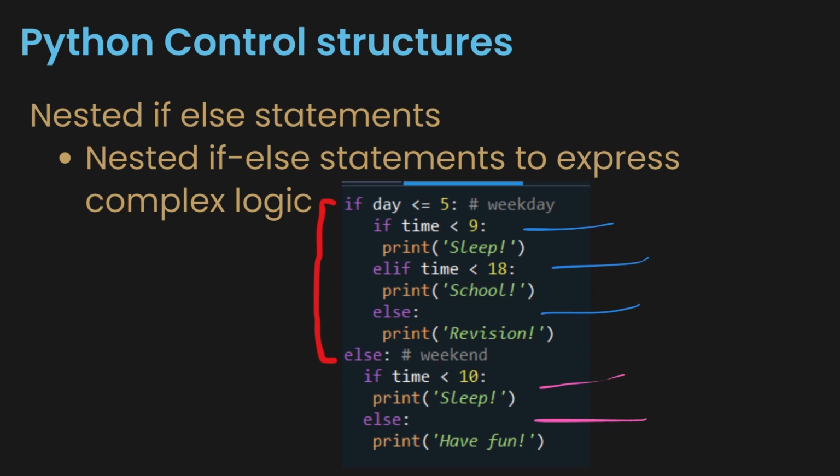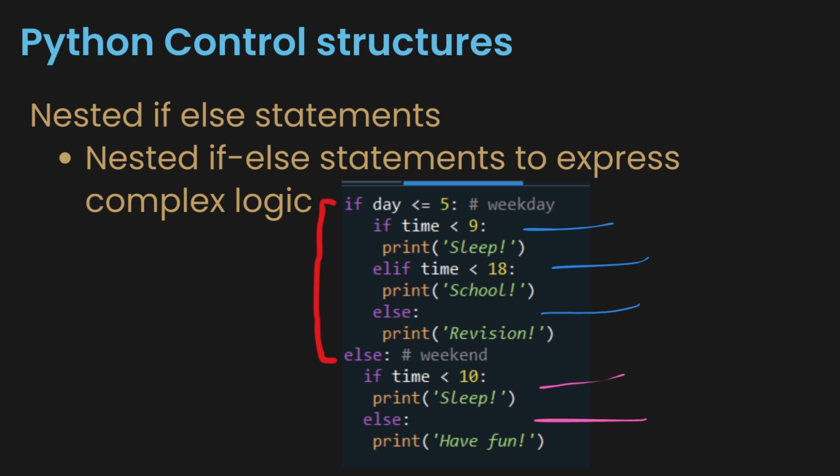However, on weekends, the schedule is more relaxed. If it's before 10 a.m., you can still catch up on some sleep. Otherwise, it's time to have fun. In code, we represent this with an if statement to check if it's a weekday. Inside this if block, we nest another set of if-else statements to check the time and decide the activity. If the day is not a weekday, meaning it's a weekend, we have another if statement nested within the else block for a different time check. This structure is how you can manage more complex decision-making processes in your code, allowing for greater flexibility and precision in handling different scenarios.